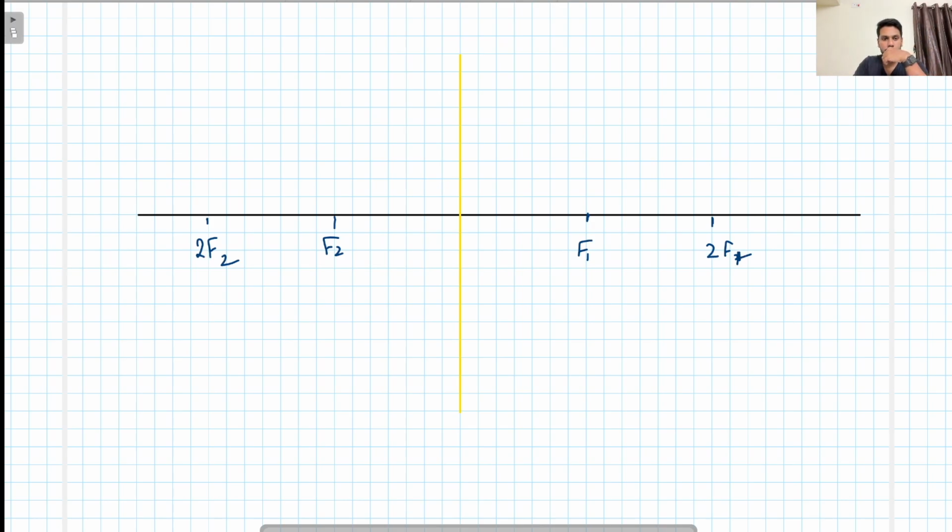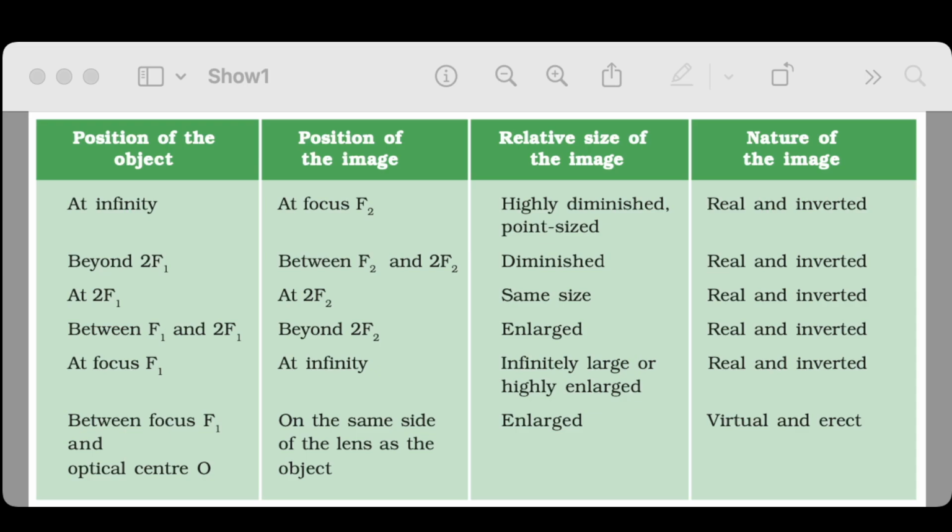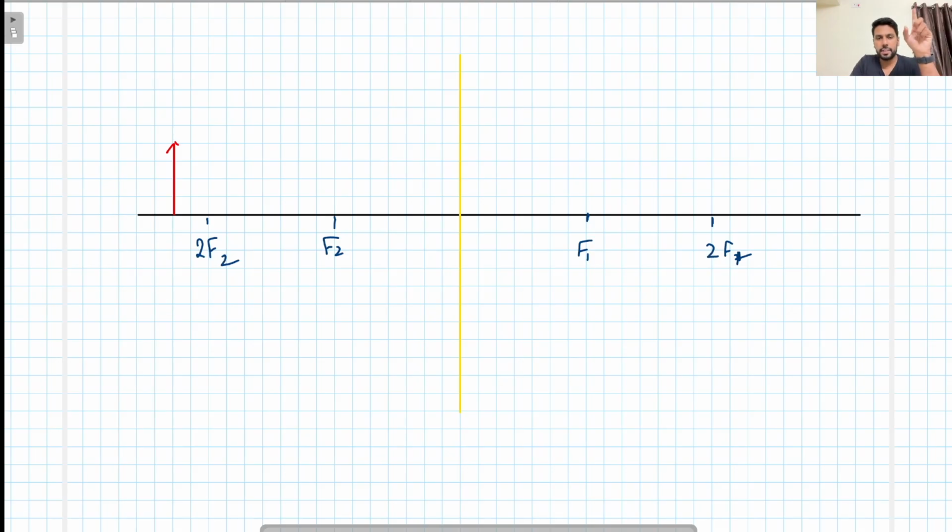Now I will show you one point. Let's take the point number 2, beyond F2 F1. Beyond 2F1. So let's consider that my object is beyond 2F1. Now look here, this is my point. I am taking the object which is exactly beyond 2F. Now all my distances are proper, you see.